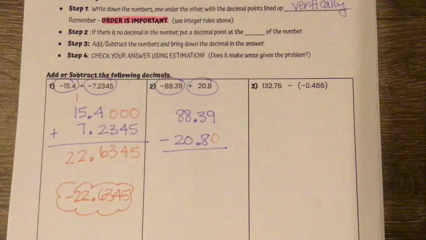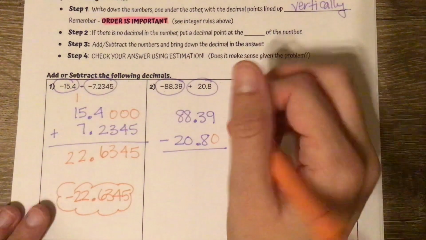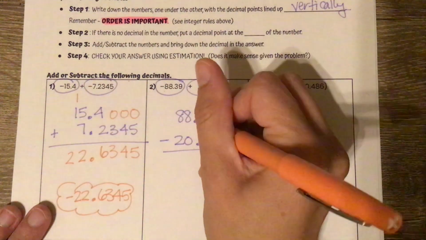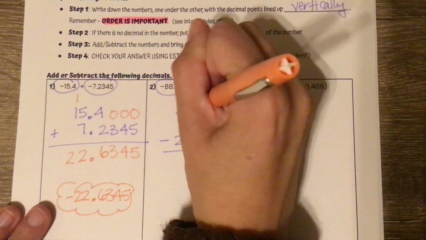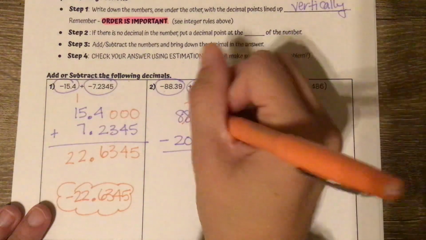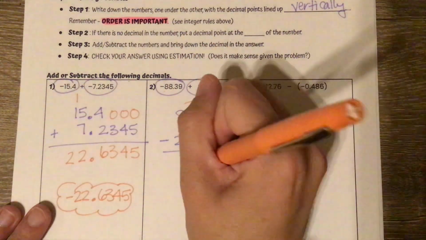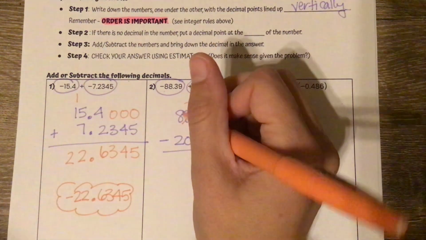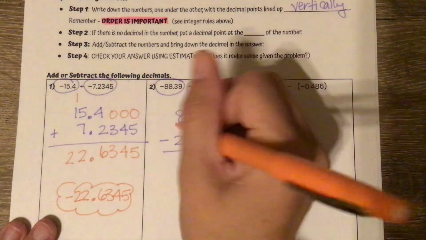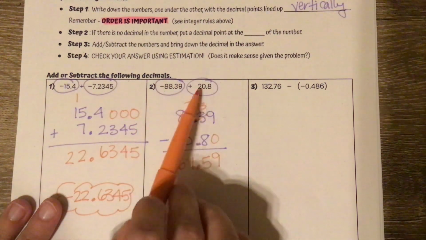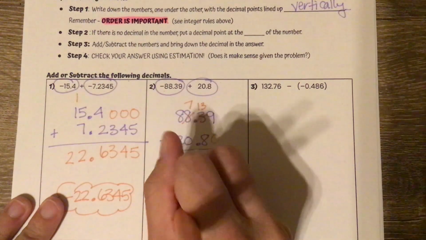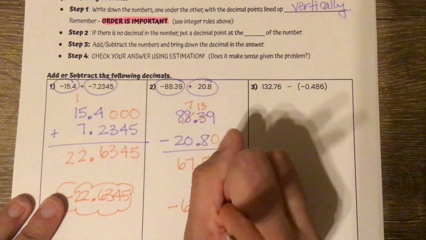We are just subtracting those absolute values. Add in zeros as needed and subtract. 9 minus 0 is 9. 3 minus 8 we can't do, so we borrow. The 8 becomes a 7. Our 3 becomes 13. 13 minus 8 is 5. Bring down our decimal. 7 minus 0 is 7. 8 minus 2 is 6. Then, what did we have? More negatives or positives? We had 88 negatives, 20 positives, so more negatives. So negative 67.59.